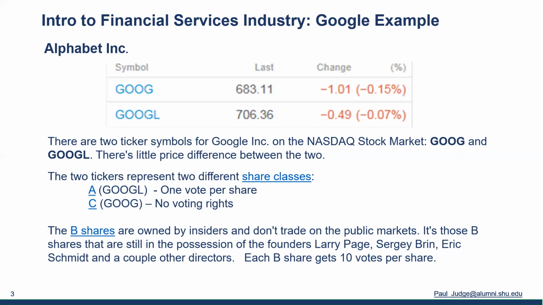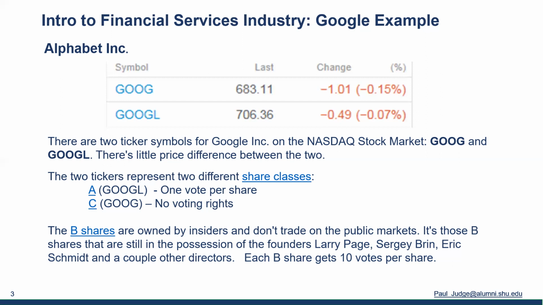The Class A issue is traded under the symbol GOOGL. And it has one voting right. So one share has one vote. And that's how it's traded on the NASDAQ. So the symbol on the NASDAQ, GOOGL, is the A issue. And the A issue of Google, traded as GOOGL, has one vote for every one share.